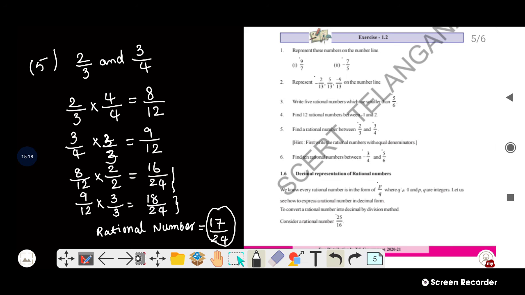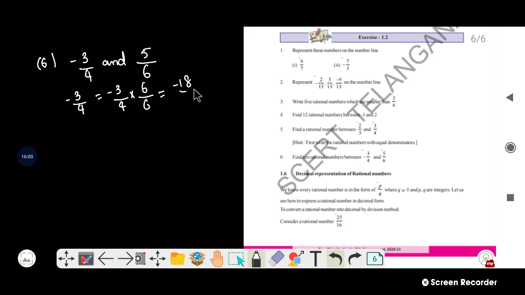Okay. Now we go for the next question. So sixth question. Find 10 rational numbers between minus 3 by 4 and 5 by 6. Minus 3 by 4 and 5 by 6. Okay. So how many? It's 10 rational numbers, right? Minus 3 by 4 is equal to minus 3 by 4 into 6 by 6. Okay, so minus 18 by 24.